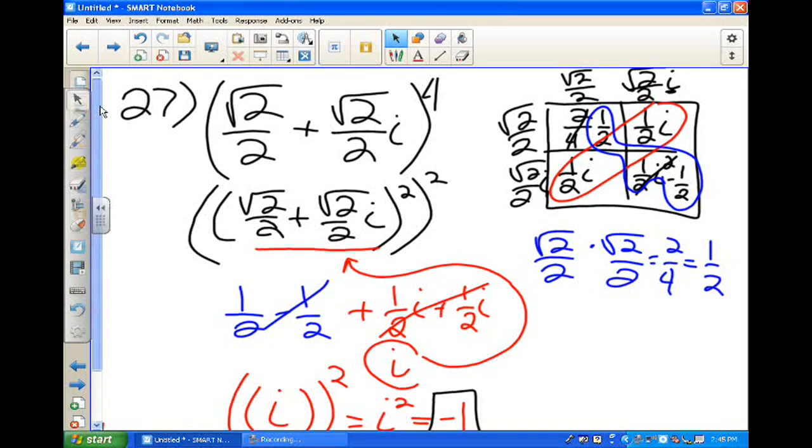So remember, with complex numbers, you're always going to have a real component and an imaginary component. i is equal to the square root of negative 1, and i squared is equal to negative 1.